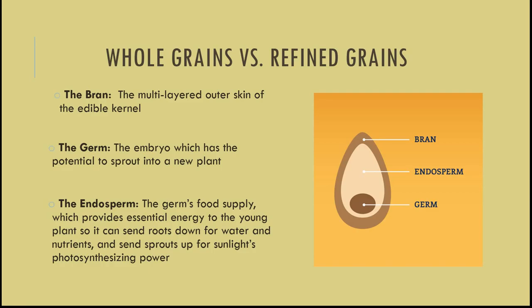And then there's the germ, which is in the very middle of the grain. This is an embryo, which actually has the potential to sprout into a new plant. And then there's the endosperm. This is the part in the middle, and this is the food supply for the germ. It provides essential energy to the plant, so it can send its roots down into the ground for water and nutrients, and then it sends the sprouts up for the sunlight's photosynthesizing power.